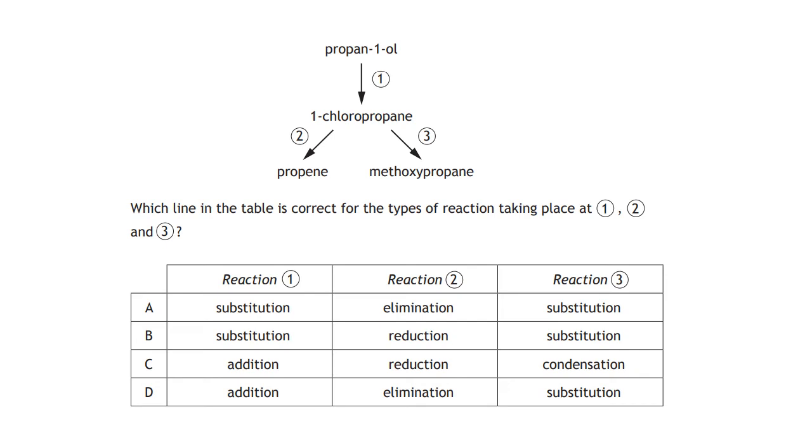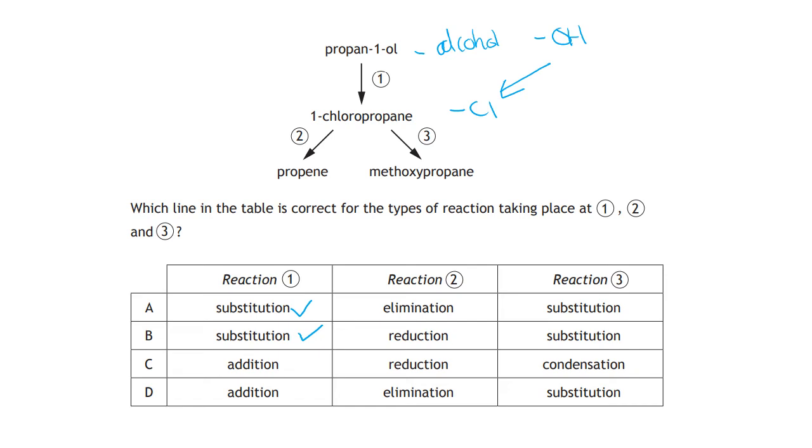Right, this is a question with a lot of information on it. Propanol through reaction 1 can go to 1-chloropropane. And we can turn 1-chloropropane into methoxypropane and into propane. So we're identifying the type of reaction. So propanol, well, that is an alcohol. So that's going to have a hydroxyl group on it. 1-chloropropane is going to have a Cl group on it. So we have switched the group. So it's going to be a substitution reaction.